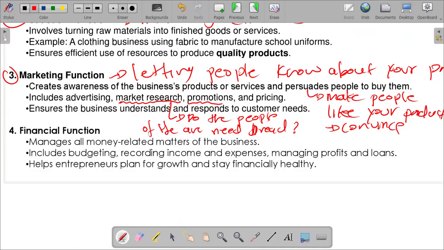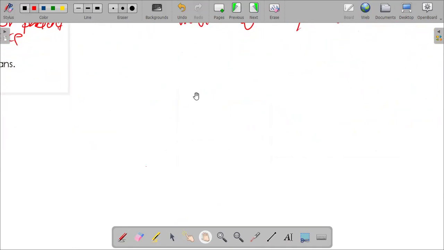And then the third one would be promotion. Promoting. Now, promoting is all about promoting.